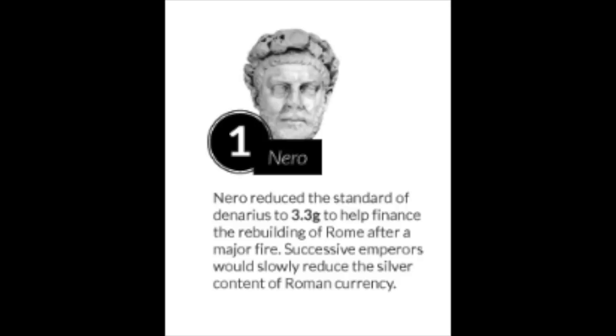As we stay with this other article for just a moment, we're going to look closely at five emperors and their effects and why they stand out in this article. Here's number one, Emperor Nero. Nero reduced the standard of the denarius from 3.3 grams to help finance the rebuilding of Rome after a major fire. Successive emperors would slowly reduce the silver content of the Roman currency. So, of course, it's a slippery slope. Once one guy does it, it becomes easier for the next and easier for the next. And pretty soon, it's not worth anything anymore.